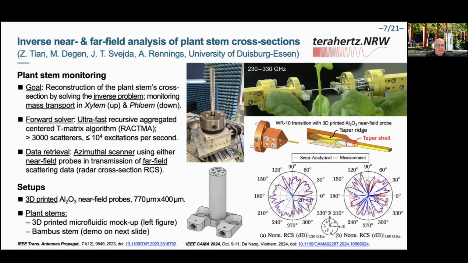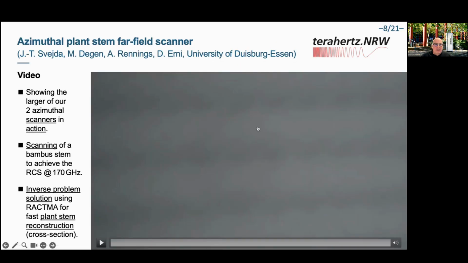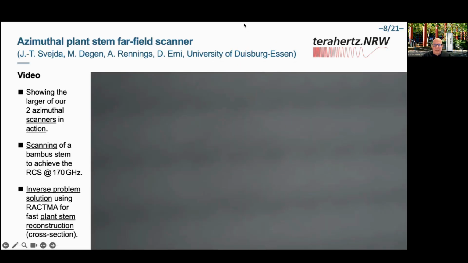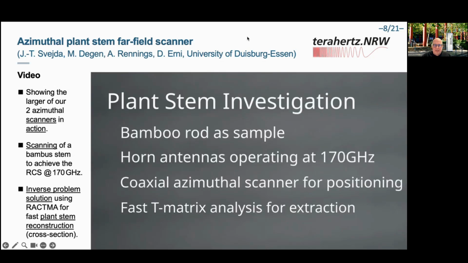We will use our largest setup in order to reconstruct the stem of a bamboo. That means it's actually a very simple cross-section, but it's important for me to give an insight into how this works. So I will start the video and will interrupt that. What we see here is we will investigate a bamboo rod using a far field scanning approach at 170 gigahertz, and we will also use the fast transfer matrix-based analysis for the reconstruction of the cross-section.